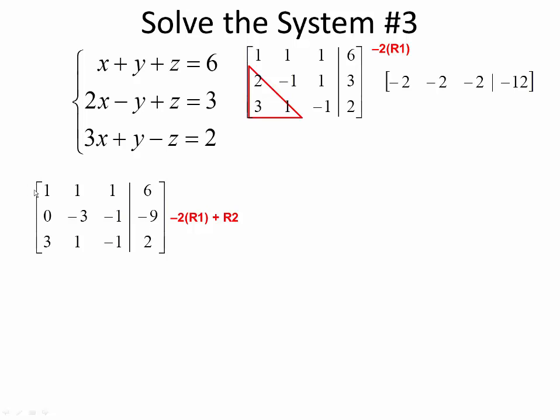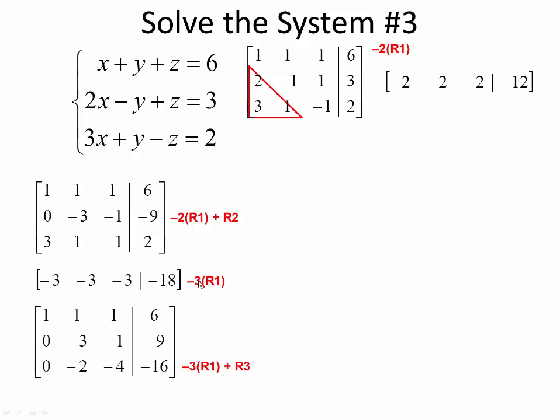Now I'm going to do a similar thing to get rid of this 3. I would have to multiply the top row by a negative 3, and then add that to the bottom row and put that as my new bottom row down here.